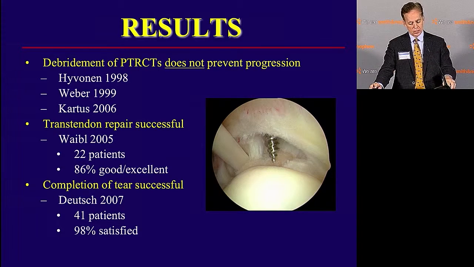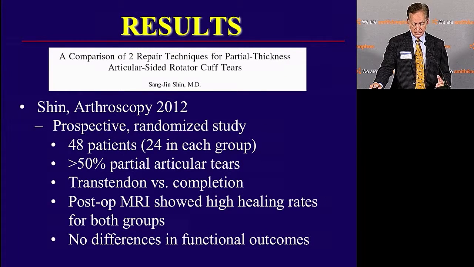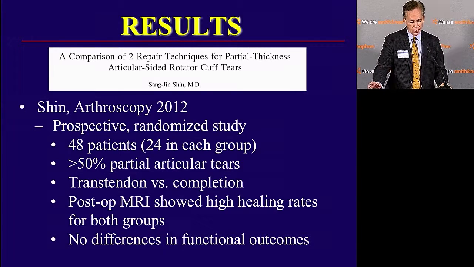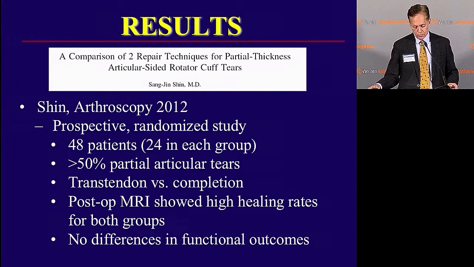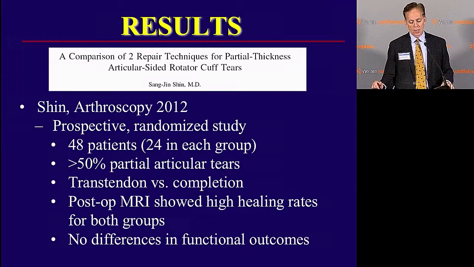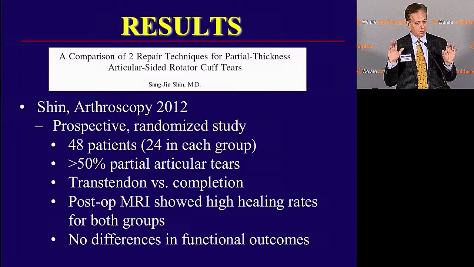There are a number of studies that show progressive tearing of partial thickness tears even after arthroscopic debridement. We know, too, that trans-tendon repair and completing and repairing those tears provide good outcomes. In a prospective randomized comparison of two repair techniques in 2012, they looked at two groups, 24 in each group, that had greater than 50% partial articular tears that they repaired with one of these two techniques, and found that postoperative MRI showed good healing rates in both, and there were no functional differences.